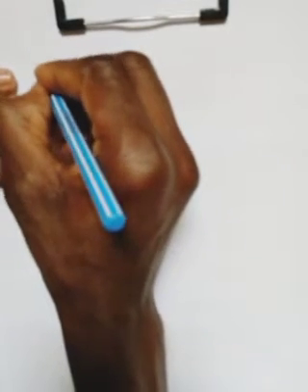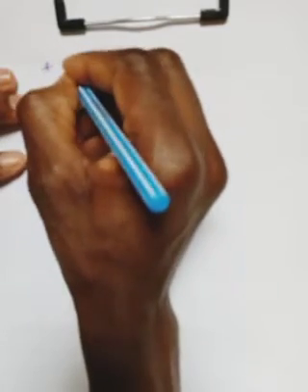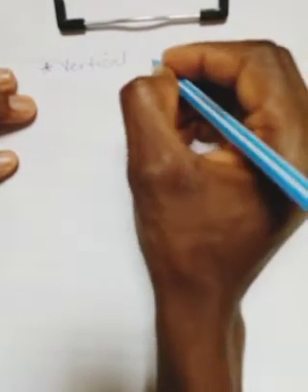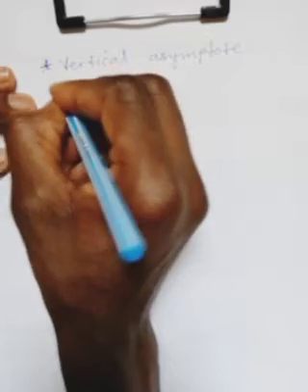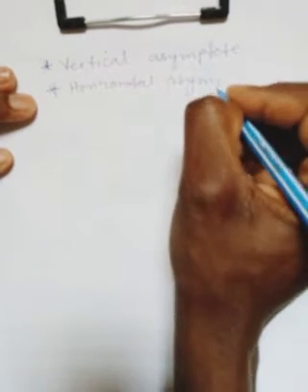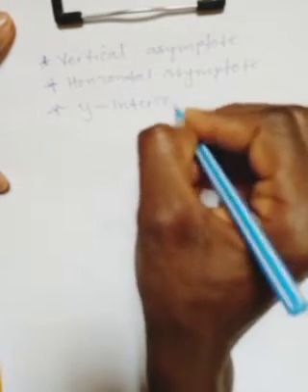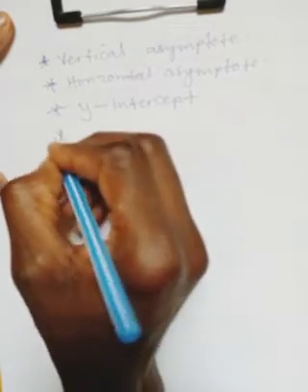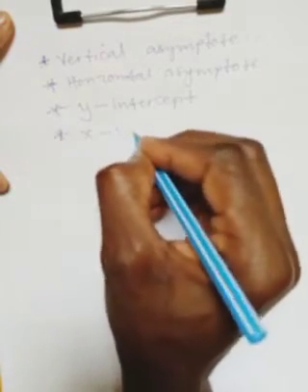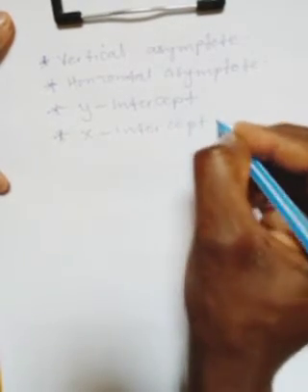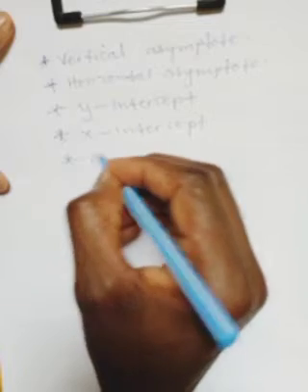One, you need to know the vertical asymptote. Two, know the horizontal asymptote. Three, you need to understand the remaining thing, which is going to be the y-intercept. Three, you need to understand the last thing, which is going to be the x-intercept. And then lastly, you have to understand what we call the oblique asymptote.